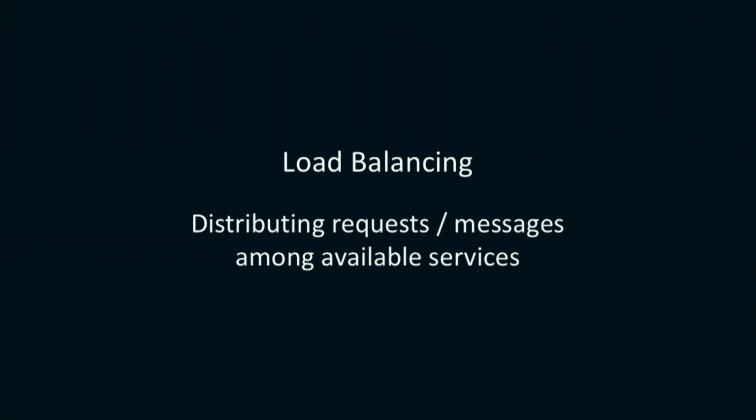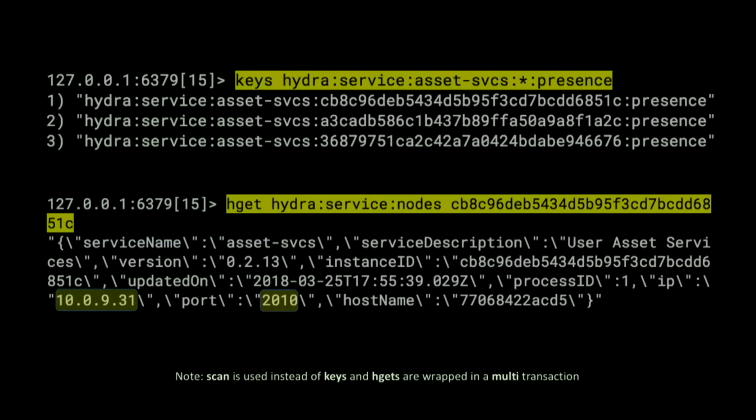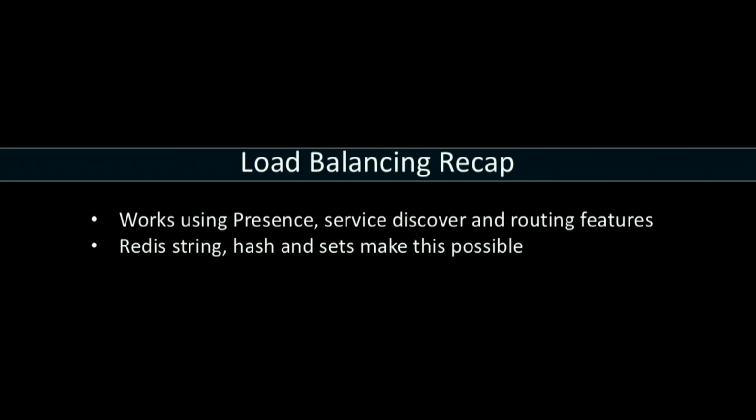A nice benefit is that during routing, if a request fails for a particular instance, Hydra is able to retry other available instances before returning an HTTP 503 server unavailable. As you can see here, load balancing relies on other features such as presence, service discovery, and routing. When presence is queried, individual service details can be retrieved. Here we see that for the AdSet service, we can obtain its IP address and port.